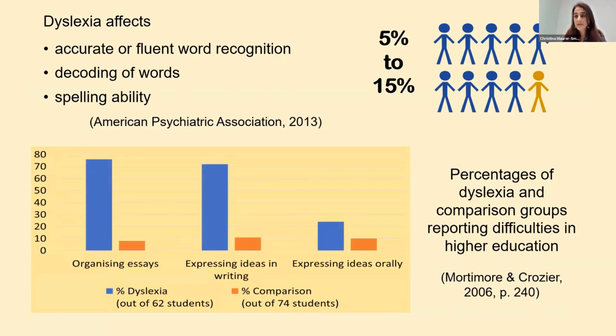However, it's been found that university students with dyslexia do have difficulty with certain skills related to learning. This comes from a survey in the UK of university students from a number of universities. You can see that students with dyslexia reported having more difficulty with things like organizing essays and expressing ideas in writing than students without dyslexia. When it comes to expressing ideas orally, you can see the difference is much smaller.